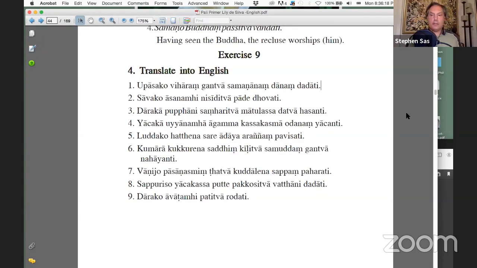Very good. Perfect. So here we have 2 absolutives, samharitva, having collected, and also datva, this is the dadati one, the da root, having given. And then we have the finite verb, to laugh, which has the sense of happening after those other things have occurred. So very good.